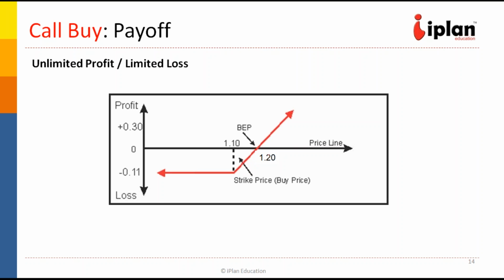So here we can say the buyer of the call option has limited loss and unlimited profit. How? If the price goes to 1.2 million, 1.3 million, 1.4 million, he will take the house and sell it in the market and make the money. Or he can do the cash settlement.